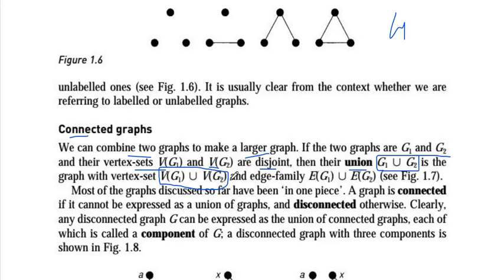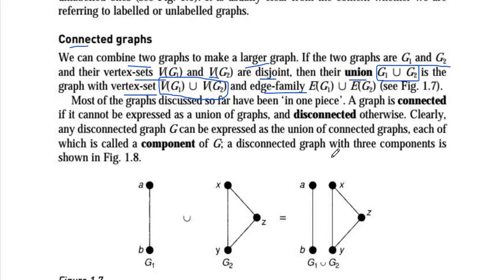Okay, so we will make the union of the vertex sets, and the union of the edge families also. E of G1 union E of G2. Let's say this is a G1 graph with vertices A and B and edge AB, union this graph G2. So this will make a graph like this.